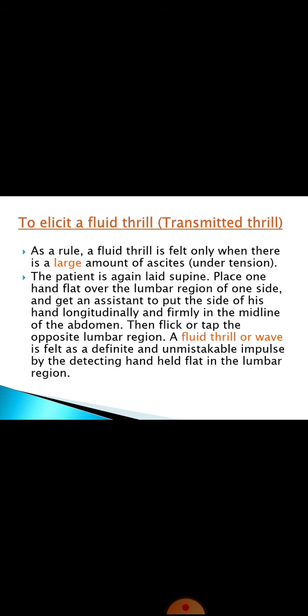In case of massive ascites, we can detect it by doing a transmitted thrill for detection of a fluid thrill. The patient is again in the supine position, and one hand lies flat over the lumbar region of one side, and we get an assistant to put his hand longitudinally and firmly in the midline of the abdomen. Then we flick or tap the opposite lumbar region. A fluid thrill or wave can be felt, an unmistakable impulse that can be detected in the hand held free in the lumbar region.